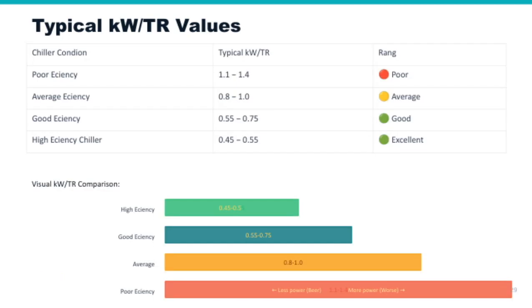Let's take a closer look at chiller efficiency, measured in kilowatts per ton of refrigeration. Lower numbers mean better performance, less power used for the same cooling output. Values between 1.1 and 1.4 indicate poor efficiency, which we want to avoid. Average efficiency falls between 0.8 and 1. Good efficiency ranges from 0.55 to 0.75, while anything below 0.55 is considered high efficiency, the sweet spot we aim for. This scale helps us quickly gauge how well a chiller is performing.